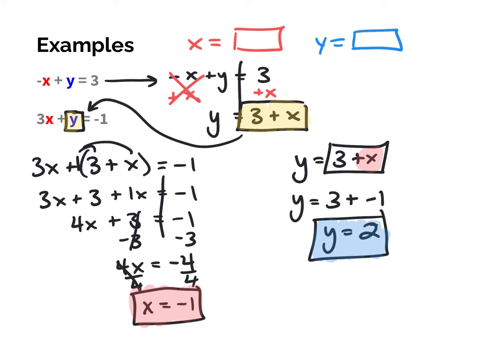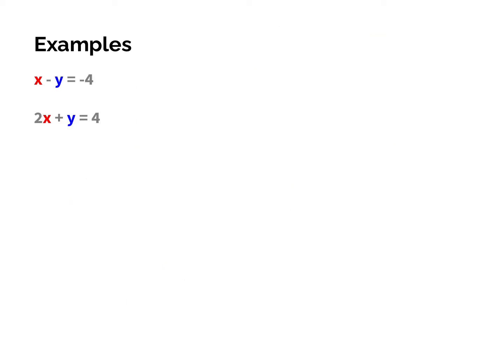Y is going to be equal to 2. So as a point again, this would be negative 1 comma 2. And again, going back to graphing, that would be the point where these two lines intersect, my value of x and y.